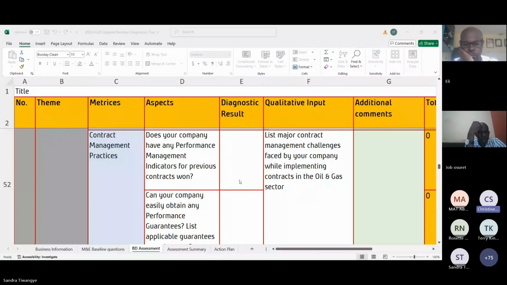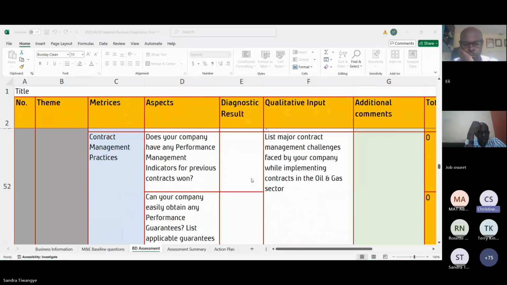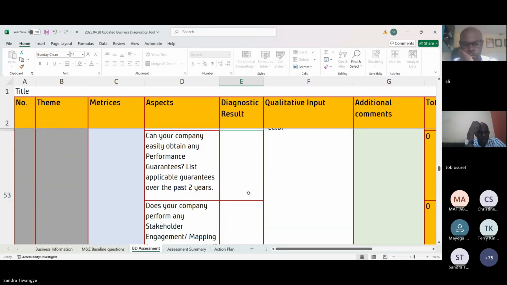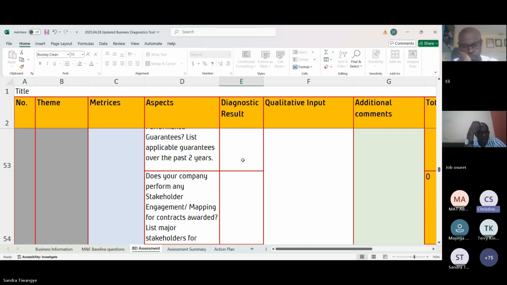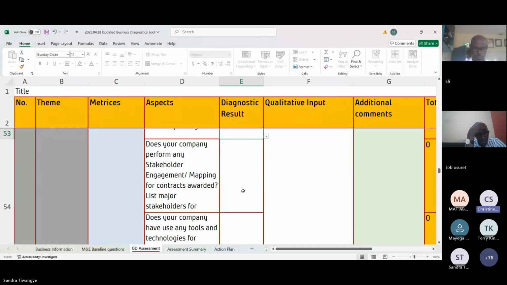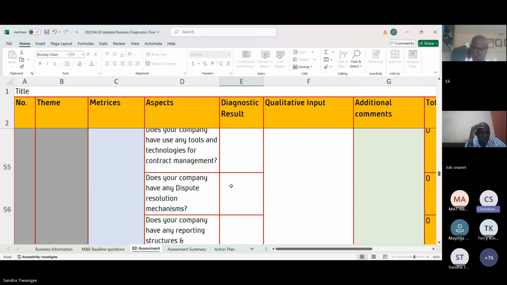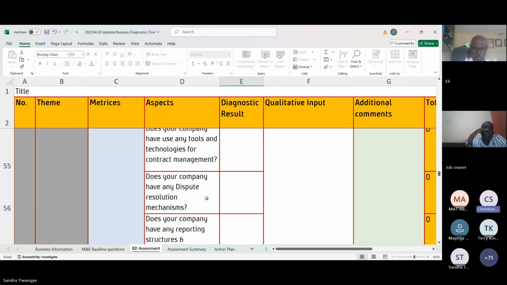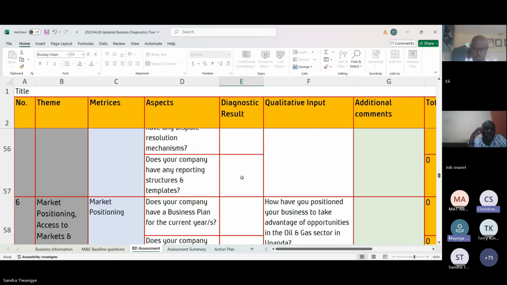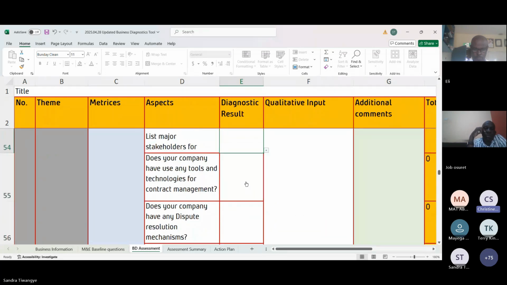Okay, the last aspect here for contract management was whether we perform any stakeholder engagement or mapping for major contracts. So do you engage any other stakeholders once you win a contract, or is this now all to yourself? Do you use any tools to manage your contracts, software? Let us know. Do you have any dispute resolution mechanisms? How do you manage your relationships with your contractors? And if you have any reporting templates or structures for the contracts that you are awarded.